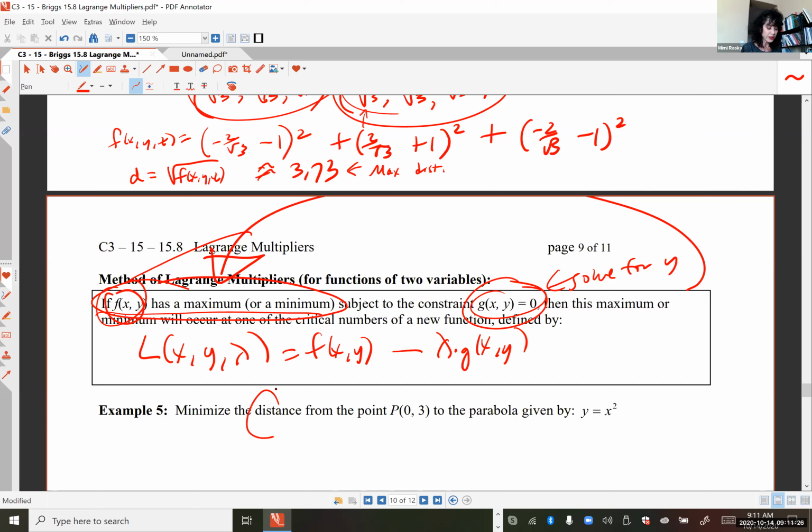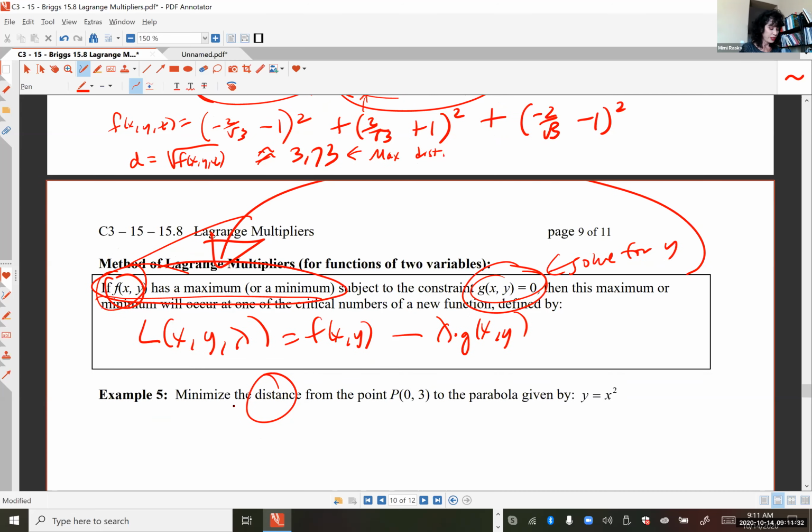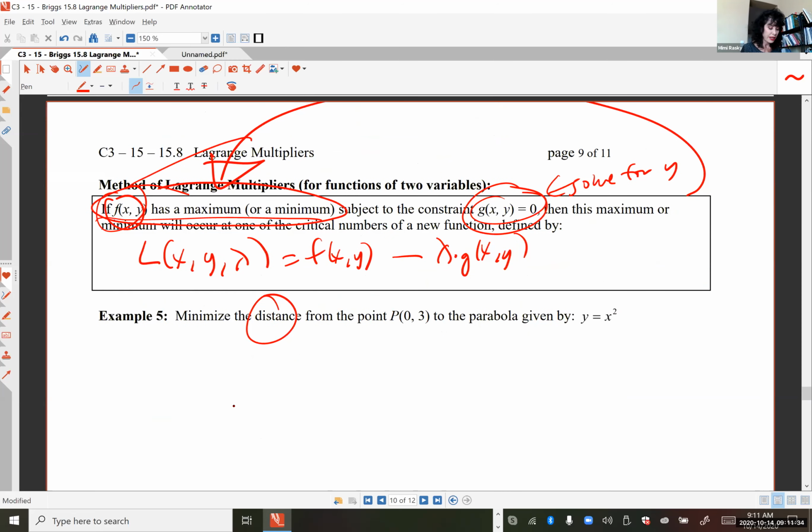So we're going to do another distance problem, because these are classic. You will have these. They're everywhere when you see these kinds of problems. So we're going to minimize the distance again, but we'll do it in 2D. So here we have a parabola.